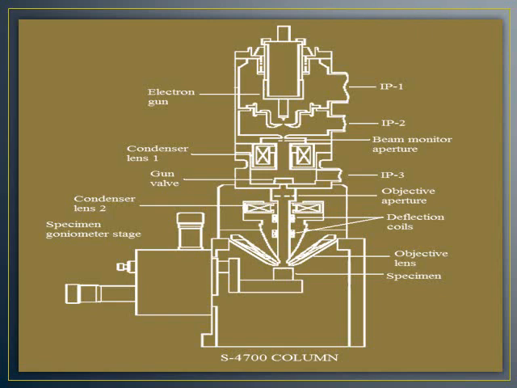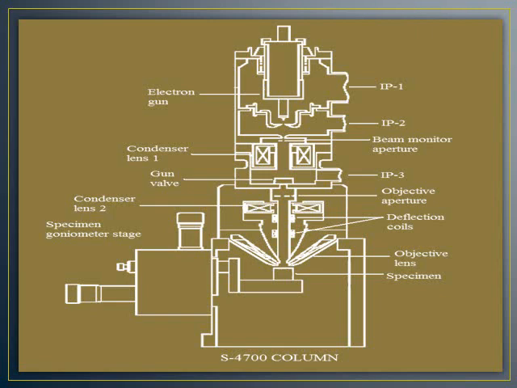Condensed by one or two condenser lenses and focused as a very fine point onto the sample by the objective lens, the beam passes through pairs of scanning coils or pairs of deflector plates in the electron optical column. The scan coils are energized and create a magnetic field which deflects the beam horizontally and vertically so that it scans in a raster fashion over a rectangular area of the sample surface.